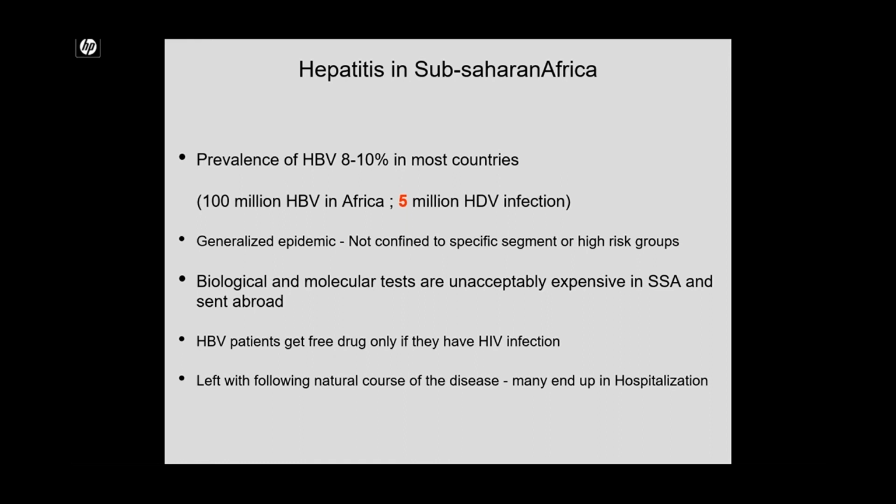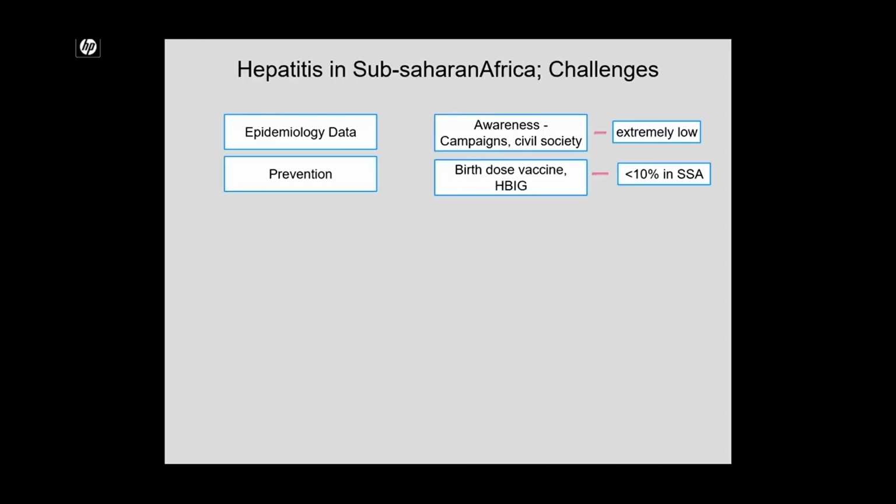We are just following the natural course of the disease, and patients may end up in hospitalization, and this is actually unfair. If you start from the first thing, the epidemiological data, the awareness campaigns and civil society are extremely low here, and so data is very important. We need to have more data, and then we have to have awareness campaigns. Civil society should be strengthened here.